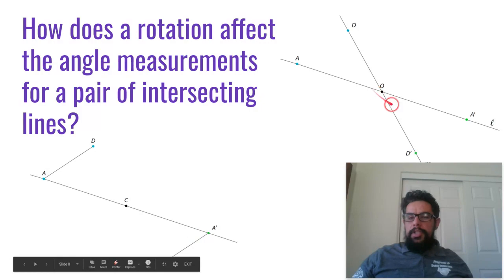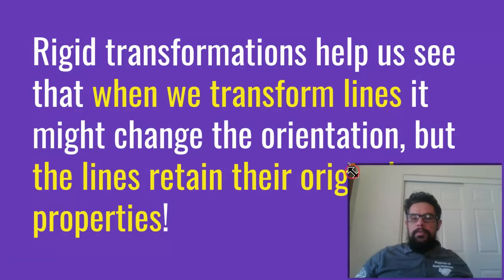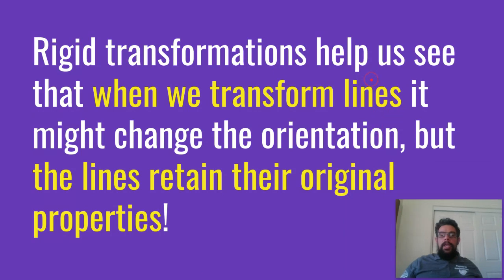And on here, these are called vertical angles. When we do rigid transformations, we can see that they retain their original line properties. So if they were parallel, they stay parallel. If they have an angle, the angle stays the same measurement.